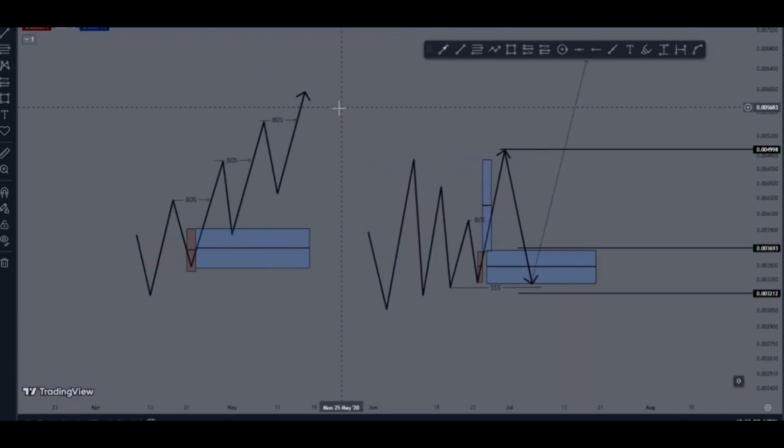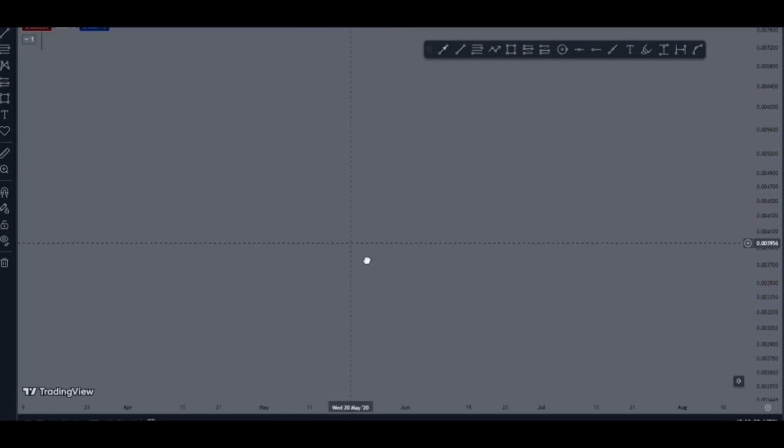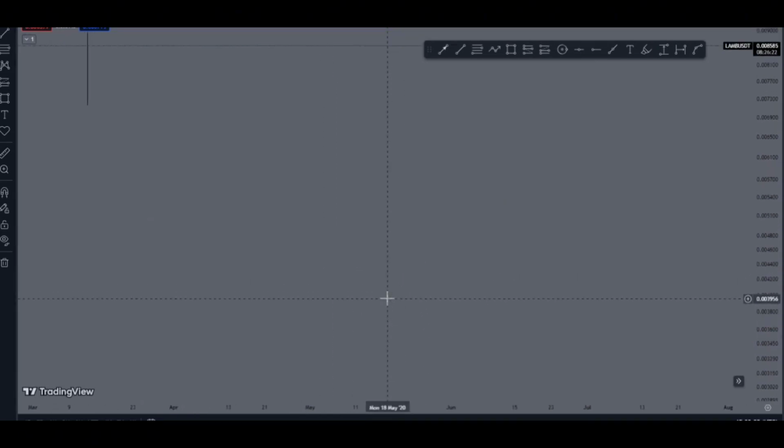So now let's get into supply. How you can get the supply zone. Now, what is a supply zone? Supply zone is the last bullish candle before a huge bearish move has taken out the last low. It's like the opposite of the demand zone.